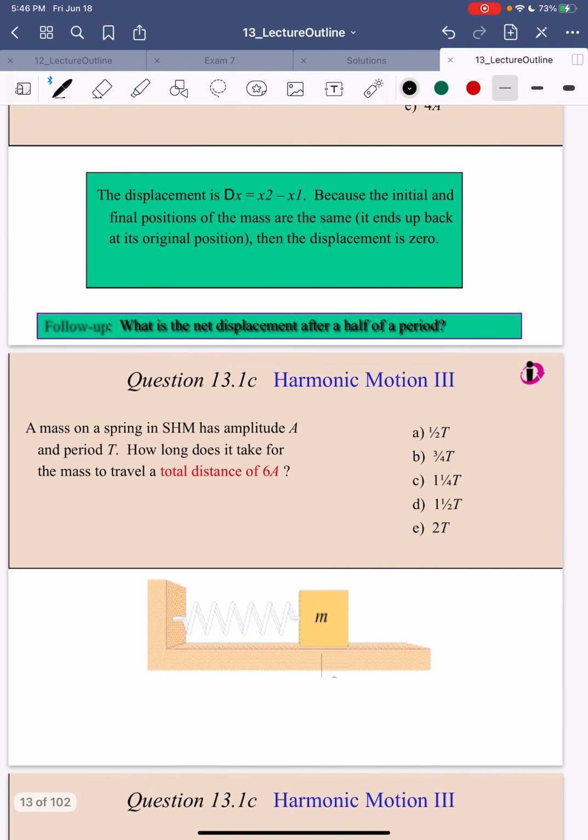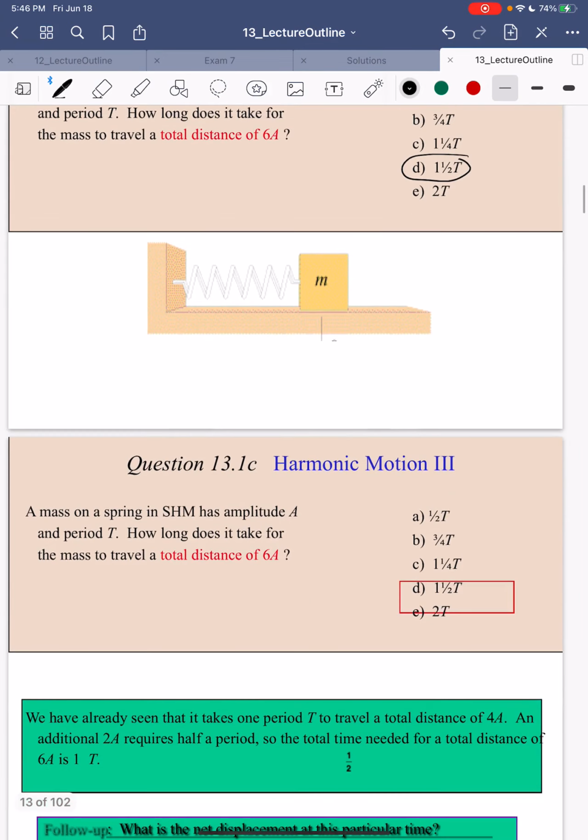Now, a mass on a spring in simple harmonic motion has an amplitude A and a period T. How long does it take for the mass to travel a distance of 6A? We know that 4A is going to take T, and then the 2 extra A's are going to require another half. Then it should be 1.5 T. This should be the solution.